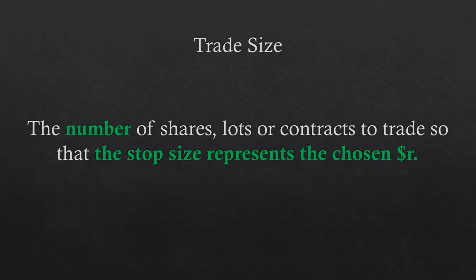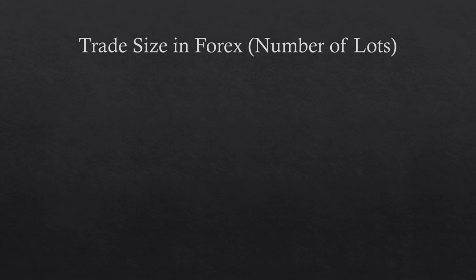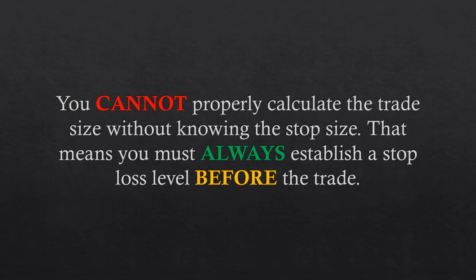The trade size is the number of shares, lots, or contracts to trade, so that the stop size represents the chosen dollar risk. This is actually simpler than what it sounds. You can know the trade size following very simple formulas. For equities, the trade size is equal to the dollar risk divided by the stop size. In forex, the trade size is equal to the dollar risk divided by the stop size times the pip value. Notice that you cannot calculate the trade size properly without knowing the stop size, which implies that you cannot trade properly without a stop loss.